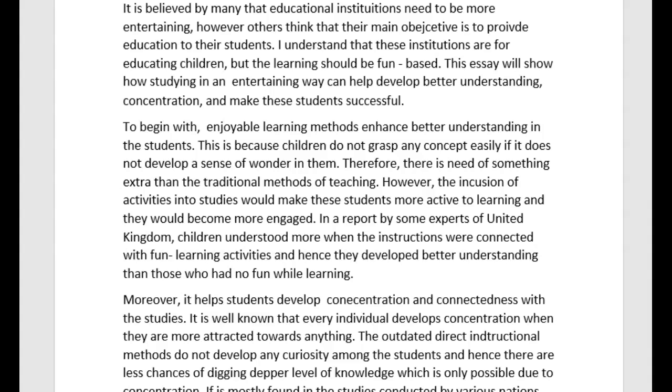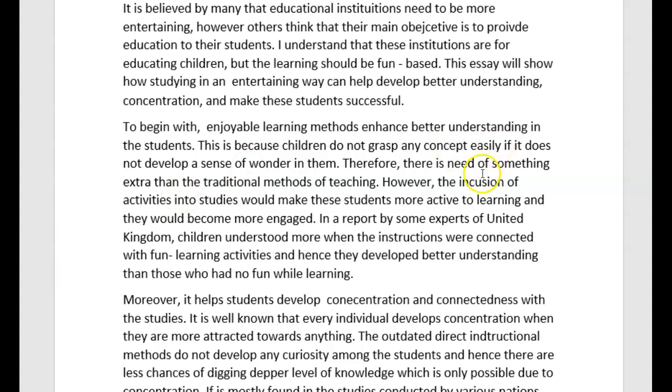To begin with, enjoyable learning methods enhance better understanding in the students. This is because children do not grasp any concept easily if it does not develop a sense of wonder in them. Therefore, there is a need for something extra rather than the traditional methods of teaching.